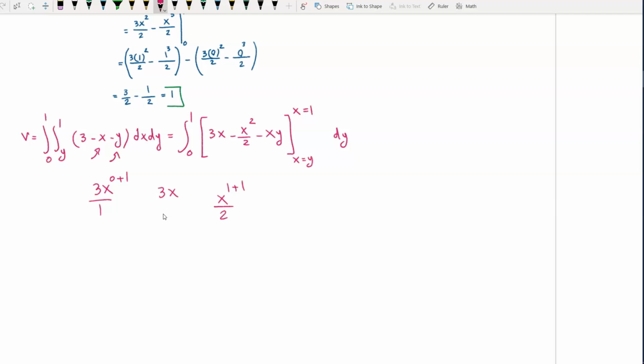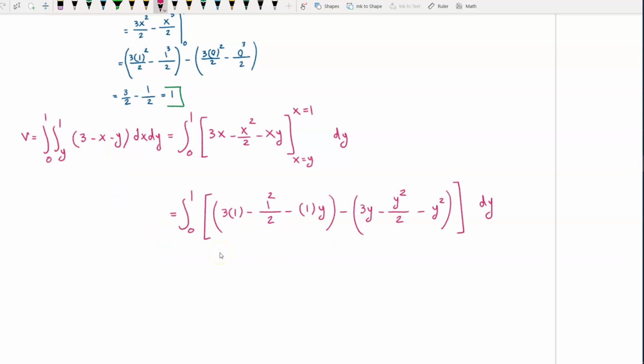And then here is y, same as this part, so it is y times x to the power 0. We know that if the power is 0, it doesn't matter what we have for the base, this part is always equal to 1. So we have y times 1, or y times x to the power 0. So here, add 1, and then divide by 1. So this is y times x. This is how we have this part.